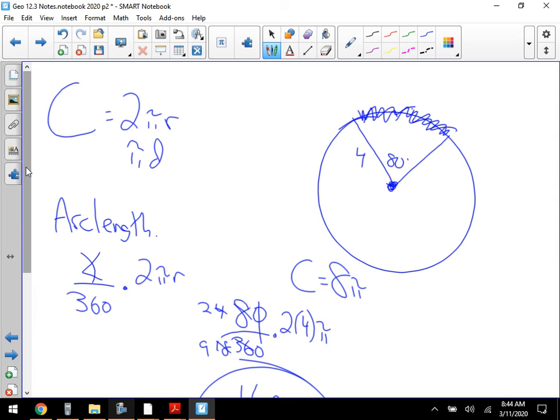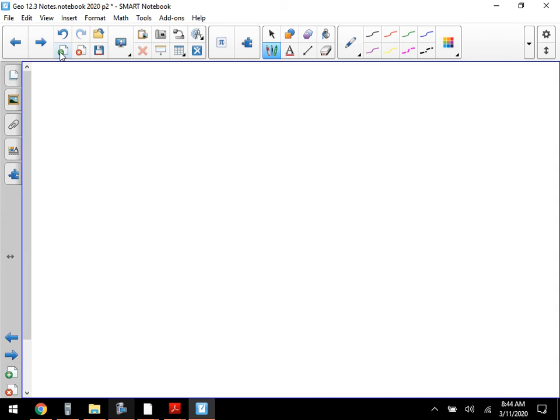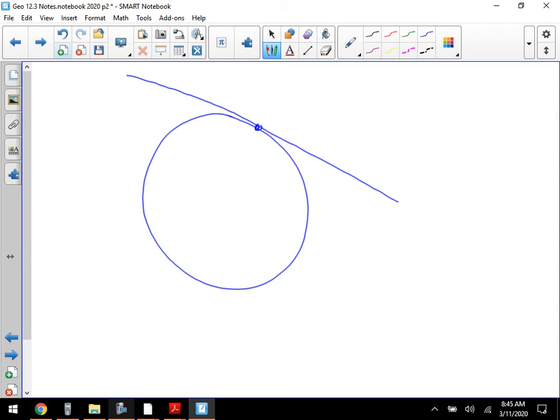After 10.6, which we did for a couple of days, we went into 12.1. It's kind of irrelevant which section is which; I blend everything together. That's when you start talking about tangents to a circle. If you are tangent to a circle, you touch the circle at one spot, and you're always perpendicular to the radius. Does that vaguely ring a bell?